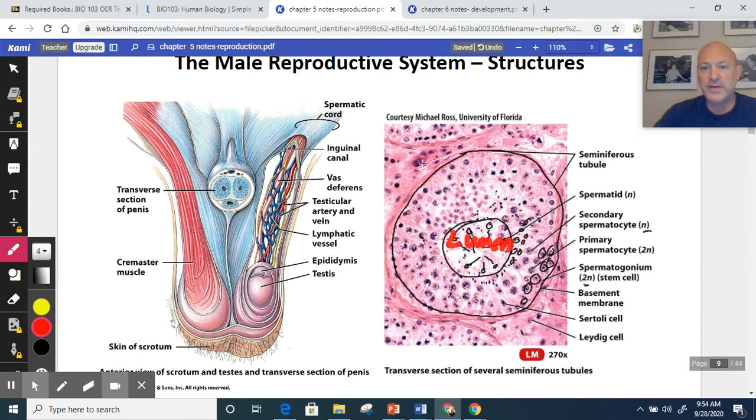This is the lumen. So the parent cells are away from the lumen, more towards the walls of the seminiferous tubules. But as they divide, those cells end up closer and closer to the lumen until we're left with spermatids themselves. And then they will swim through the tube, eventually until they get to the epididymis.